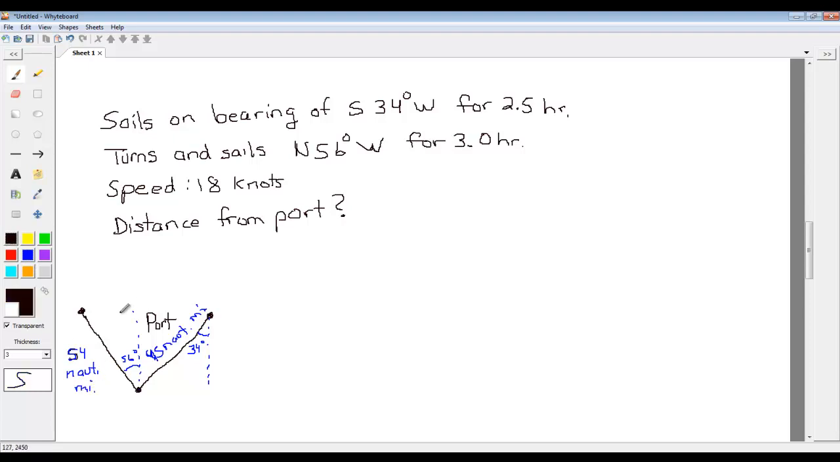And then the question's asking, how far from port is it once it gets to here? So it starts here, goes to here, turns, and goes to here. And once it's here, how far from port is it? Alright, so basically we've got a triangle here, but we've got to think for a second about what this triangle means. What are the values?